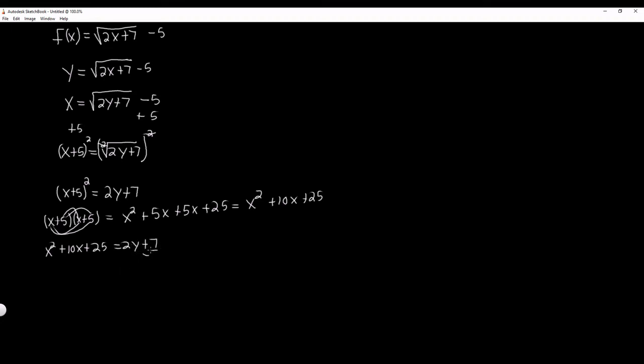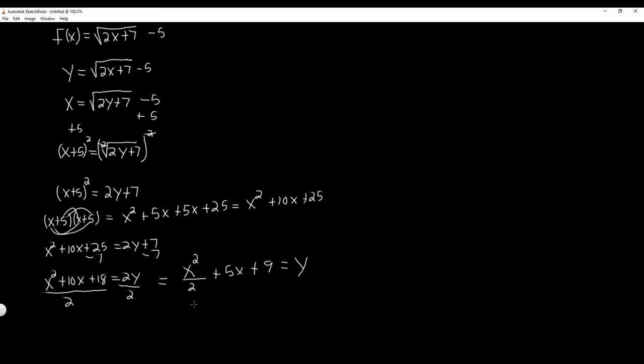Okay, so from here we can subtract 7 from both sides, and on the left hand side we're going to be left with x squared plus 10x plus 18 is equal to 2y. And then from here, we just divide both sides by 2. And dividing both sides by 2 is the same thing as dividing each term by 2. So this is going to leave us with x squared divided by 2 plus 5x, because 10x divided by 2 is 5x, and then 18 divided by 2 is 9, so plus 9 is equal to y.